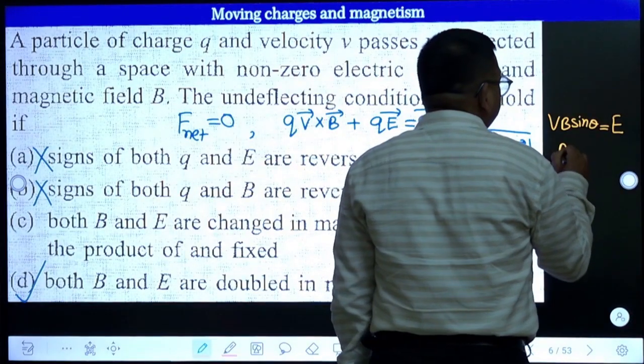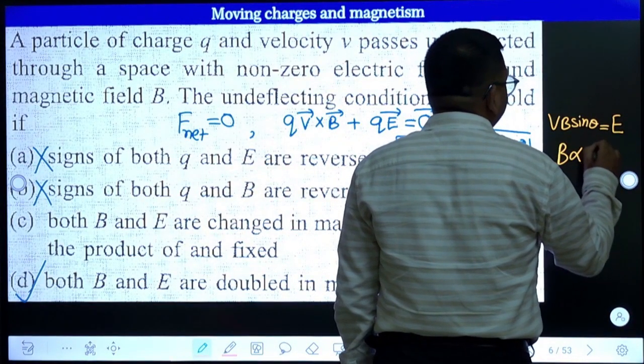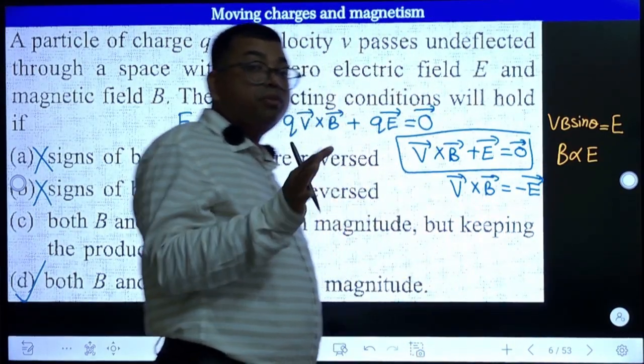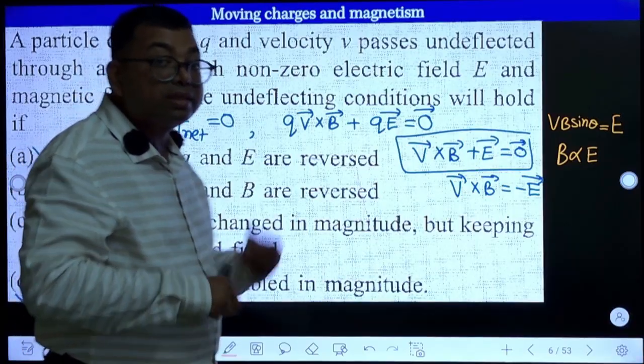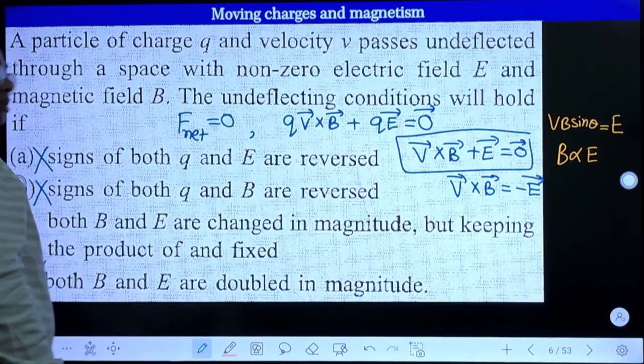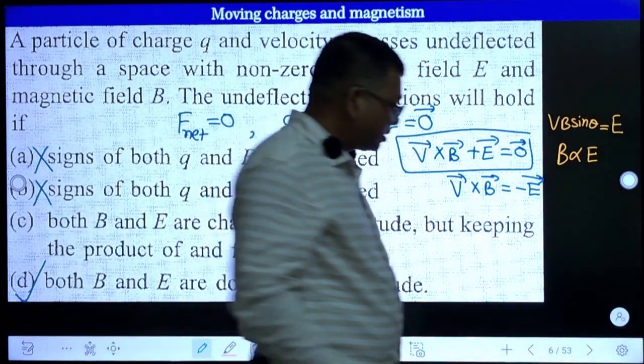So that means B is proportional to E magnitude wise, or their ratio must be constant, not their product. Their ratios must be constant, right? So option D is the best choice, right? Let us move next.